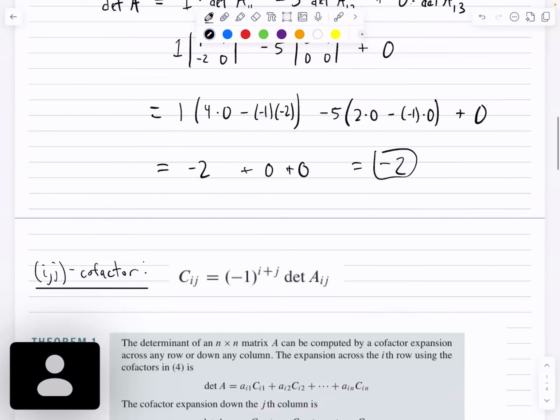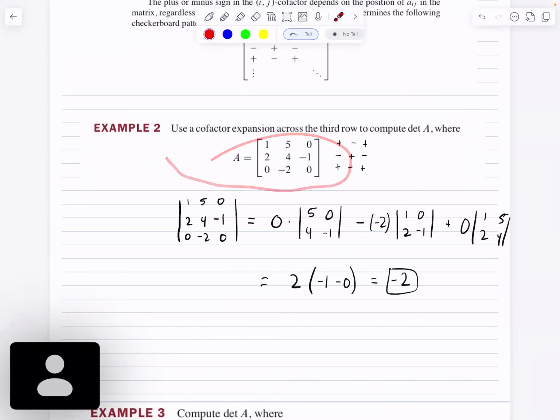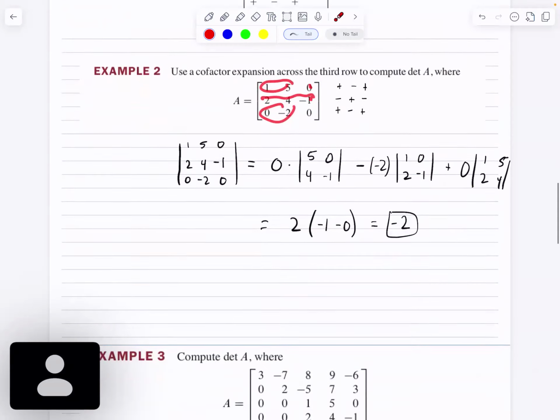That's good. And so the idea is that we use the fact that there's a couple zeros to make our lives a little bit easier. And so in the computation we only have to really do one 2 by 2. And so it's about picking what column or what row to expand along. And we could also do the same thing along the third column. And you go 0, -1, and then cancel out. And so that's a simple way to do this.